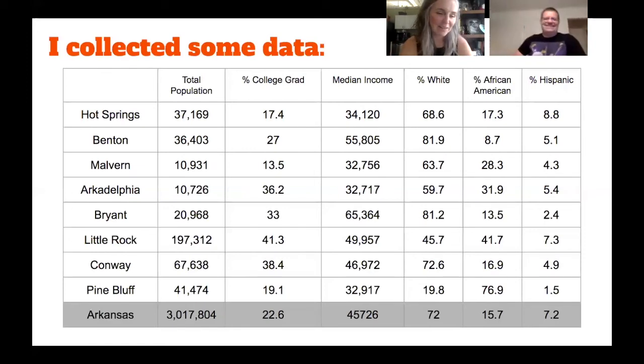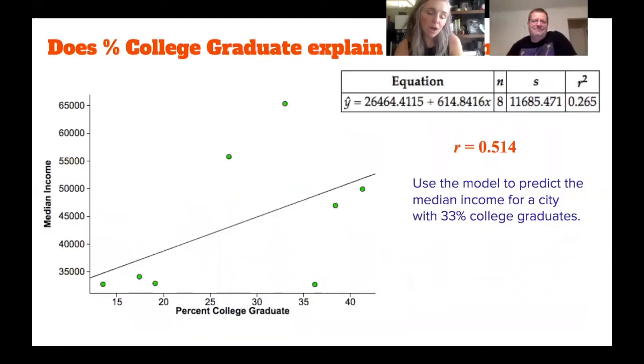Okay, here is our scatter plot and model comparing percent of college graduates to median income. Sometimes I have to stop and look at what I am even looking at in this problem. What does a single point represent? Let's look at this one way up here. It looks like around 33% college graduates, and the median income is around $65,000.